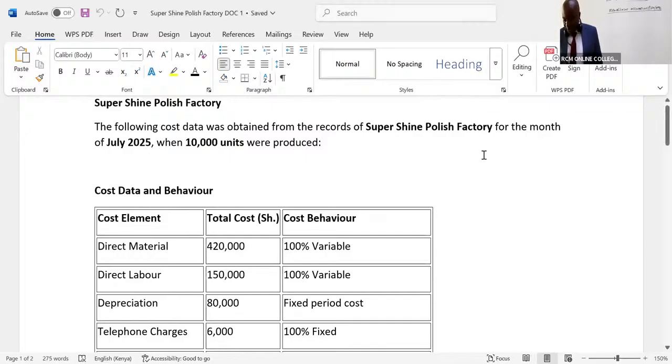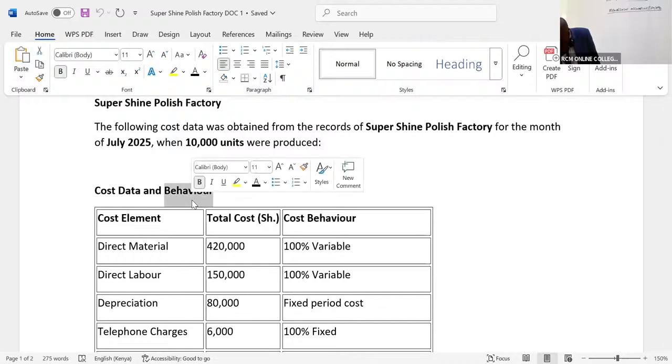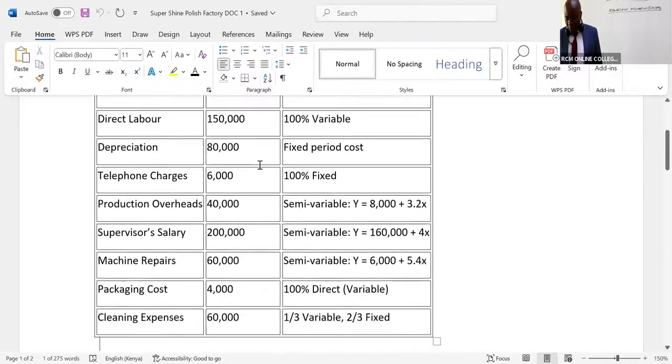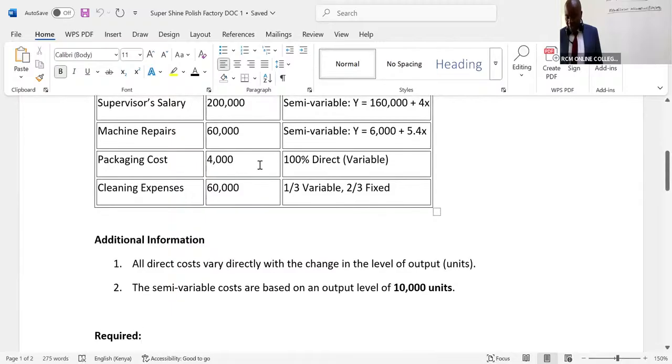Great. So, ladies and gentlemen, we are told here in this question that the following cost data was obtained from the records of Supershine Polish Factory for the month of July 2025, when 10,000 units were produced. So you can see direct materials, etc. So what are they telling us down here? They are telling us that all direct costs vary directly with the change in the level of output units. The semi-variable costs are based on an output level of 10,000 units.